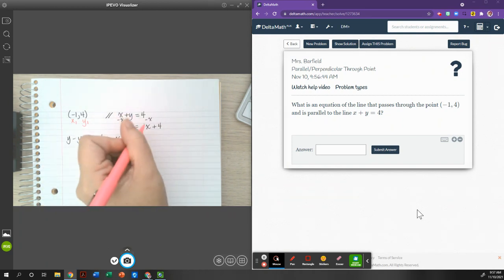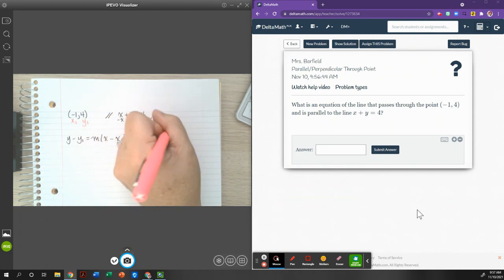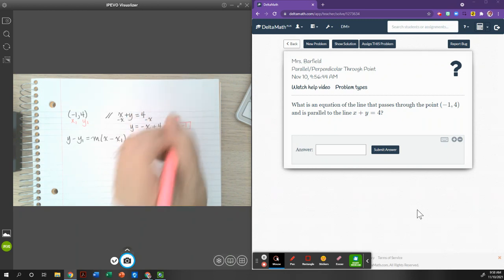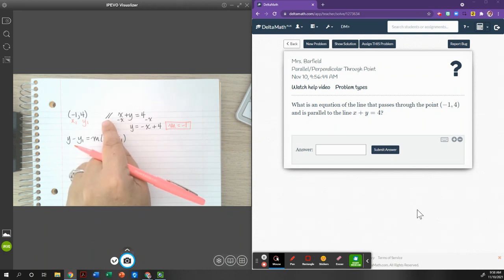All right, so that means the slope here is m equals -1, because I used the same slope because it said it was parallel. If the question had said it was perpendicular, I would have used the opposite reciprocal, which would have been +1.